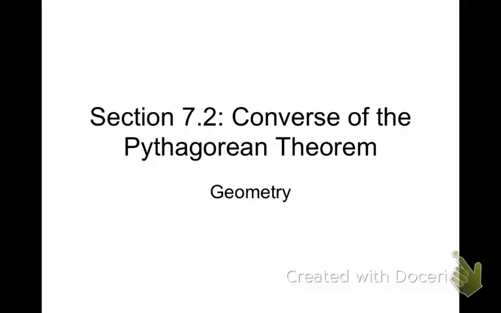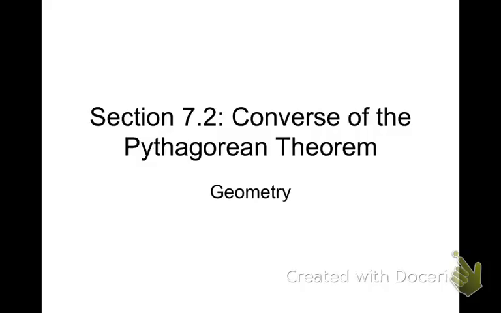Theorem. Okay? Now, really quickly, guys, who remembers what a converse is? Peyton? True. You switch the hypothesis and the conclusion, right? So if the Pythagorean theorem says if there is a right triangle, then a squared plus b squared equals c squared, what would be the converse?